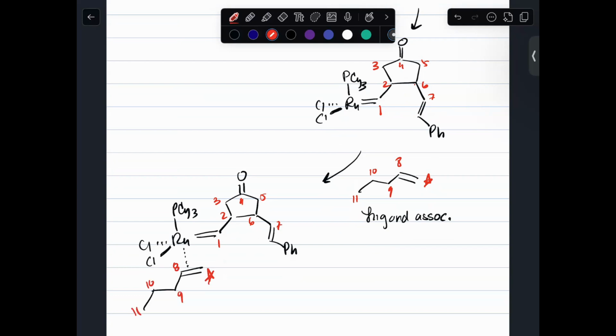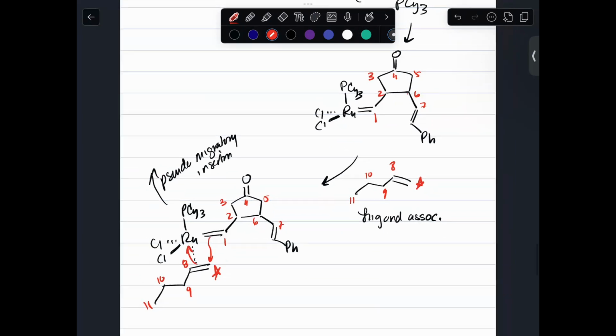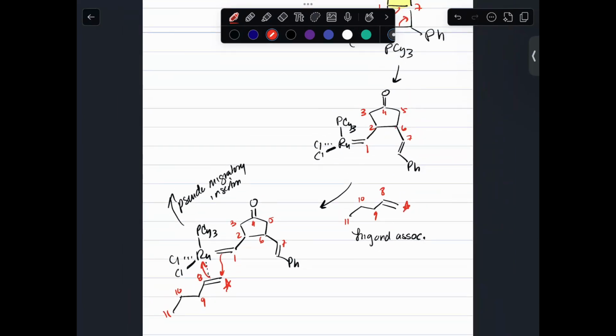I've got my double bond associated to my ligand. I do my pseudo migratory insertion. And I form my four-membered ring. I might not have a lot of room, so I'll try to maneuver a little bit around.